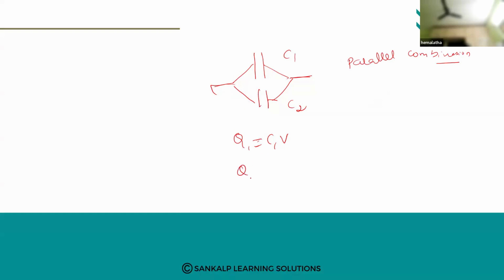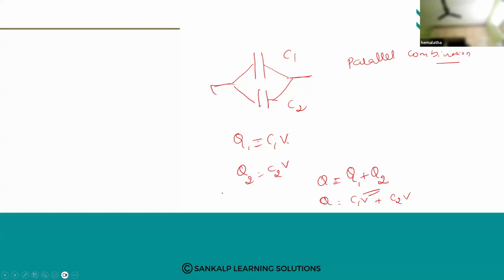Okay, Q2 is equal to C2 into V. Correct? Q is equal to Q1 plus Q2. That is superposition of charges. Q is equal to C1 V1 plus C2 V2, that is C1 V plus C2 V. Okay, C is equal to C1 plus C2.